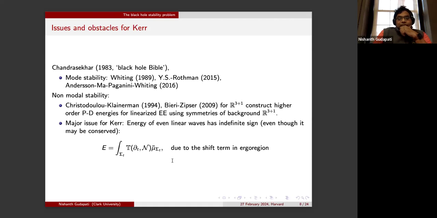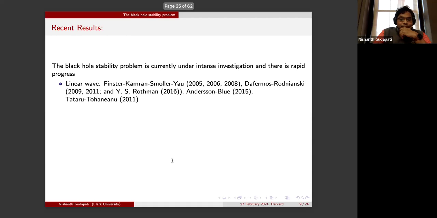So that's a problem for us because, as I said, we need a positive definite energy. I mean, it will be great to have a positive definite energy, positive and conserved energy for the perturbations, but there's a problem here. That problem has been overcome by various very impressive techniques over the course of several years.